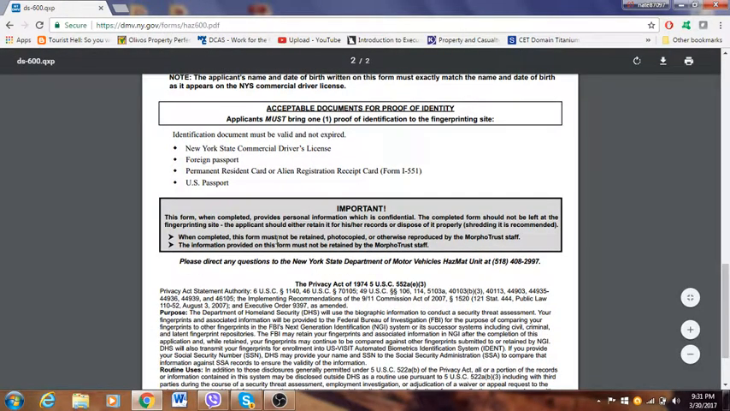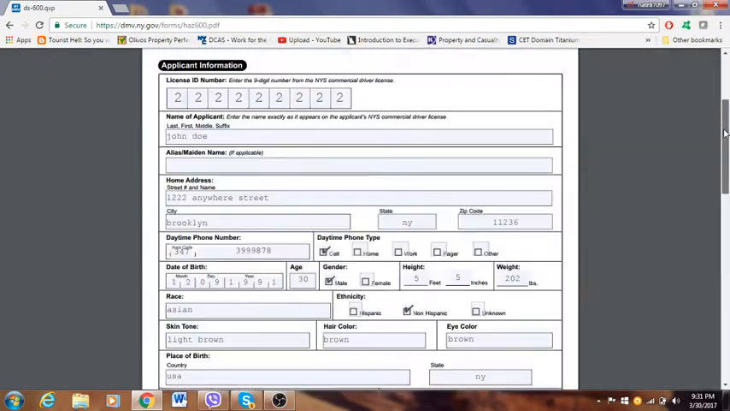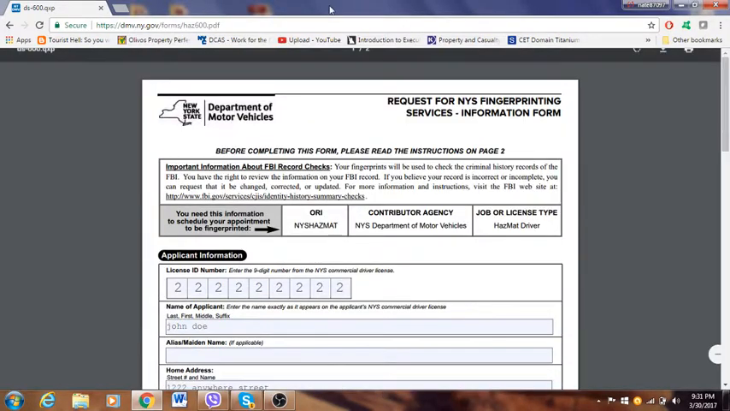This form, when completed, provides the personal information which is confidential. Basically, just make sure everything's correct. Don't leave anything behind. They shred everything. So basically, once you fill this out, you bring it there and you get fingerprinted.